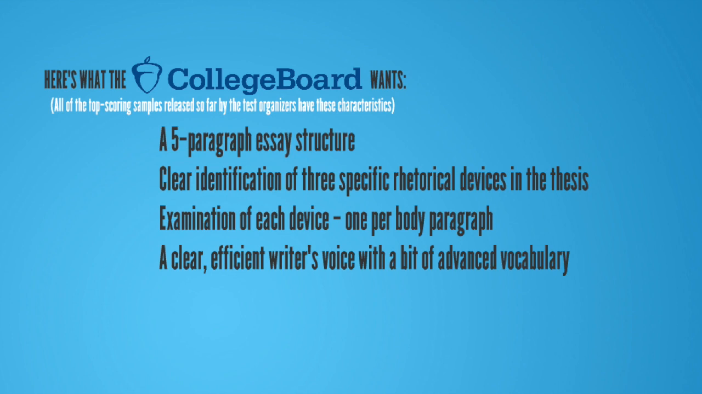All of the top scoring papers follow the very traditional 5-paragraph essay structure. There's a clear identification of the rhetorical devices in the thesis. You pick out 3 tools that the writer has used, you identify them in the thesis, and then you examine one per body paragraph and you're good to go. And then they basically just want you to be clear. They want you to be efficient in your writing voice with just a little bit of advanced vocabulary. You don't have to dazzle them, and not every sentence needs to be overloaded, but here and there use a bit of high level vocab. Those words that we've been working through on Wednesdays, throw 2 or 3 of those in there and you should be good to go.